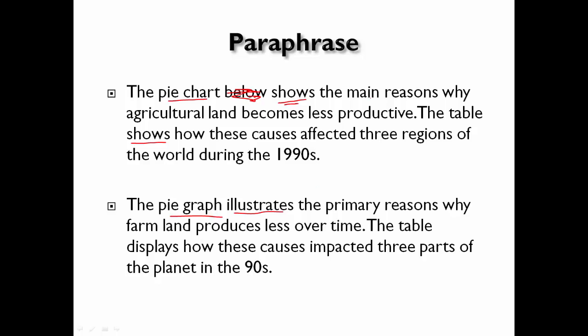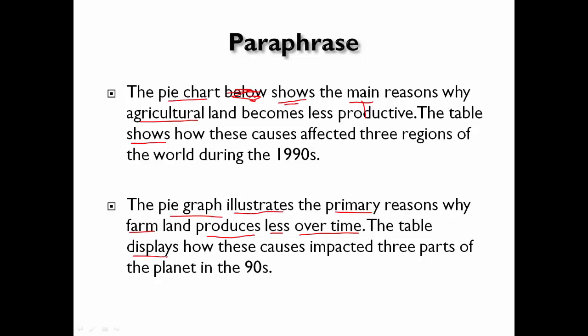We've kept the, of course, reasons, we've kept this one, but we've changed main to primary. So main and primary mean the same thing. Why we've changed it? Agricultural land is farming land. So we could say farmland or we could say farming land. So we've kept land, but we've changed agricultural to this. Becomes less productive. I couldn't think of a synonym, so I just changed the form a little bit. I changed productive, which is an adjective, to produces, which is a verb, kept less, and becomes, I've changed it to over time.